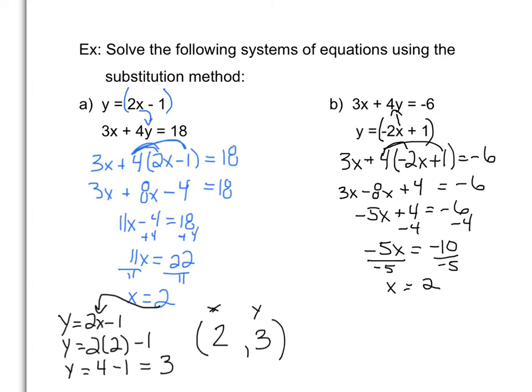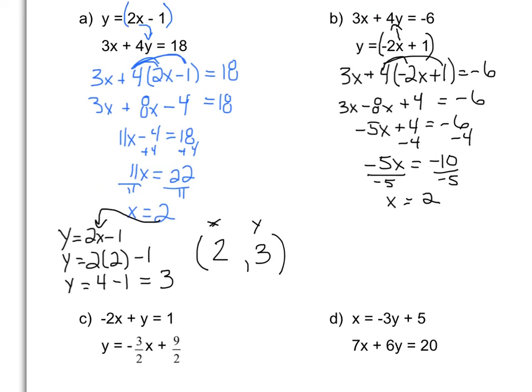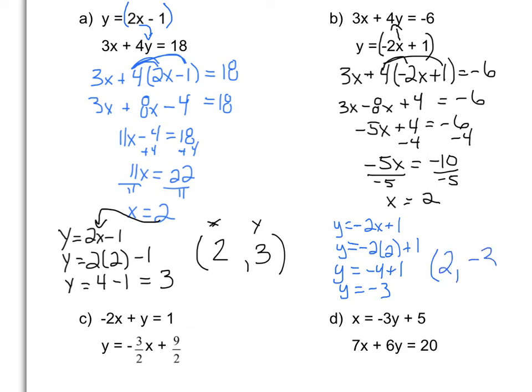Next step, what I found for x, I'm going to substitute it into here or into here. It doesn't matter. But the simpler one to use would be the second one, so that's the one I'm going to use. So the second equation was y equals negative 2x plus 1. I replace the x with 2. So now I have y equals negative 4 plus 1, which gives us y equals negative 3. So my point of intersection is (2, negative 3).